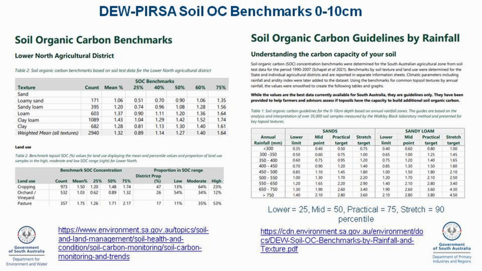The lower limit is at the 25th percentile, the midpoint is the 50th. The practical target is at the 75th, but in these ones we've included the stretch goal, which is the 90th percentile. So these are for those soils that are between that 60 to 75th percentile that you think might have the opportunity to go a bit further, or you've got somebody who's invested and wants to go further. That will give you that little bit more stretch.